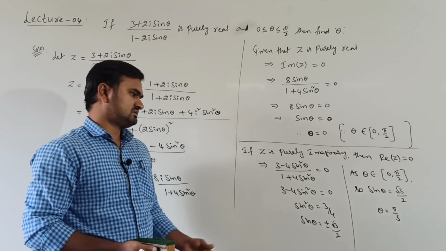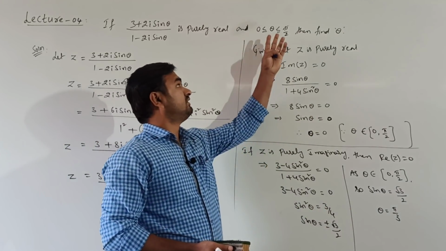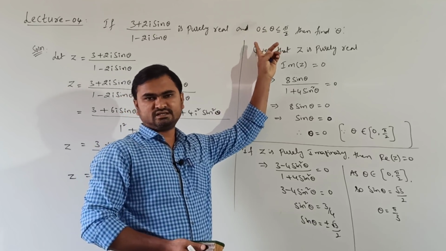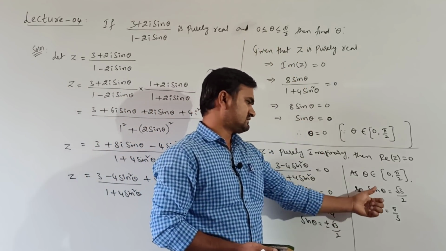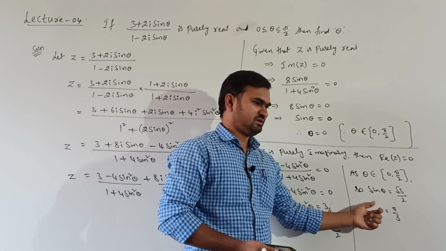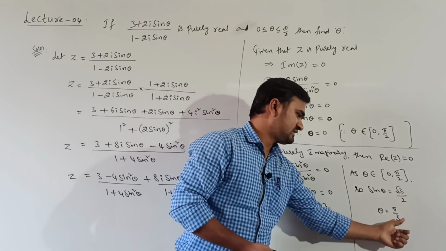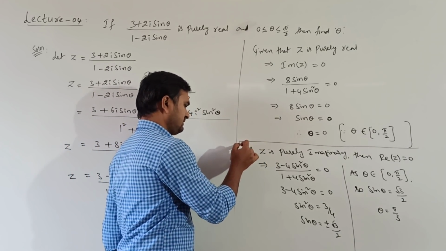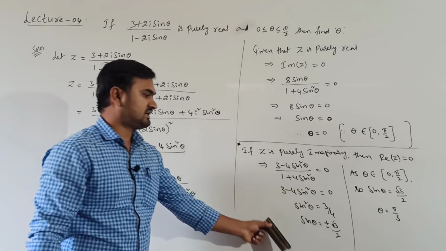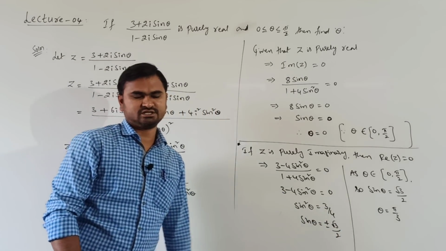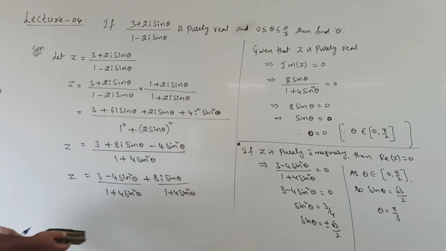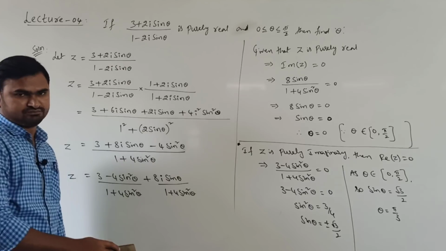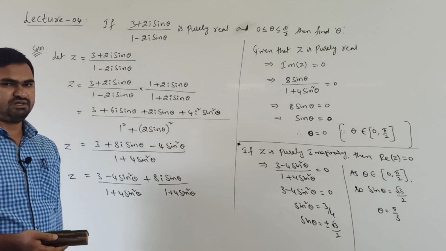Understand? So it depends on where we are taking the angle theta. They only gave that theta lies in the first quadrant, so we take sin as positive only, and sin theta is root 3 by 2 means theta should be pi by 3. So if it is given that z is purely imaginary, then we will get theta is pi by 3. Understand? So this part is not required. In the question they only gave purely real. If it is imaginary, then we solve like this. Okay.